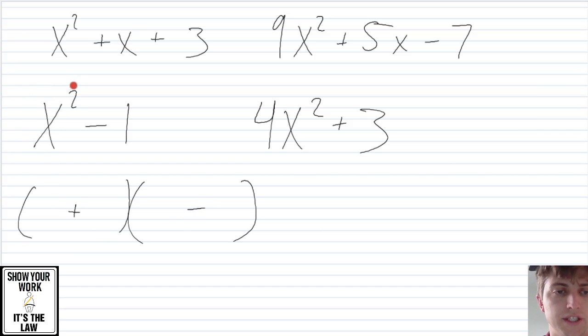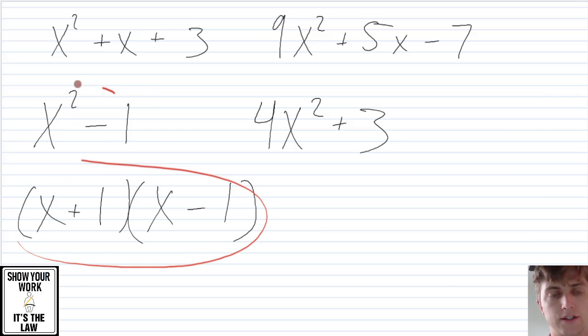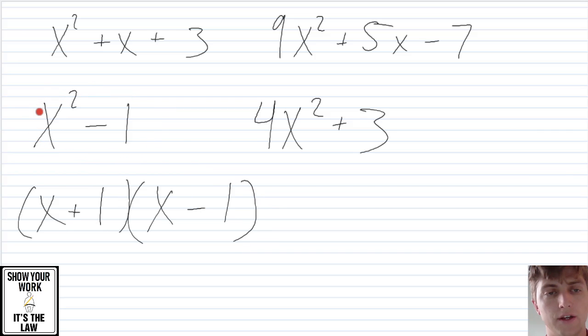And what you do is you take the square root of this first term here. The square root of x squared is going to be x, x. And we take the square root of this second term here. Just look at the coefficient, or ignore the sign. So the square root of 1 is 1. And this is how we factor a polynomial with an x squared term and a constant. That's all you've got to do.